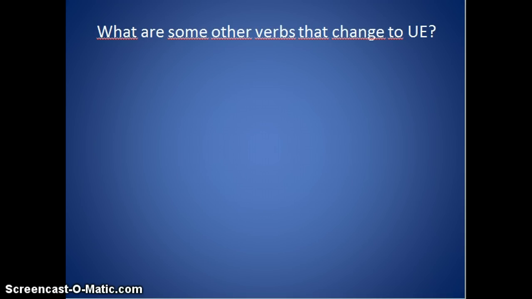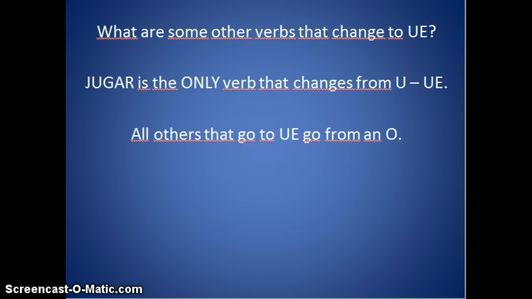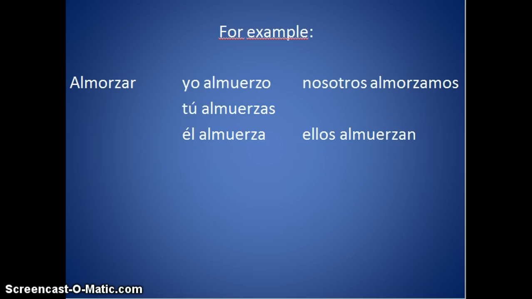Well, what are some other verbs that change to UE? Well, that's what we're studying in our vocabulary this chapter. Jugar is the only verb that changes from U to UE. All the others that go to UE go from an O. And if you look at your vocab list, you'll notice that all of those verbs have an O in the middle of them, yeah?